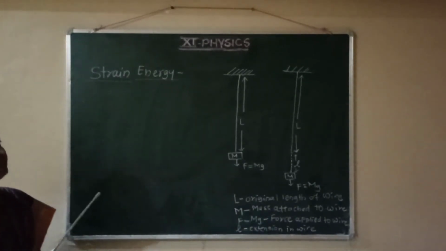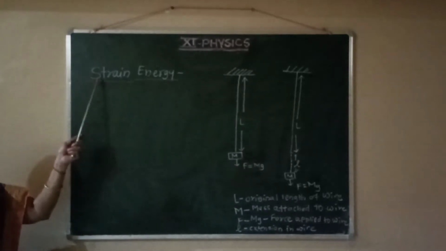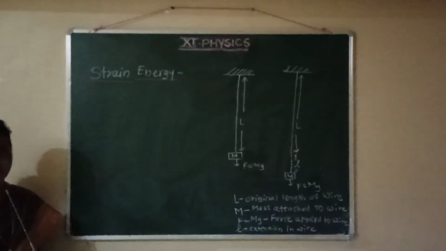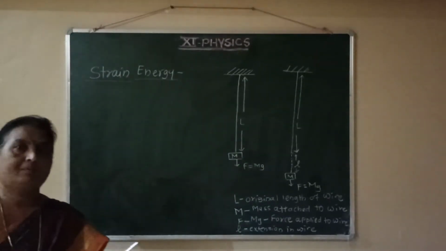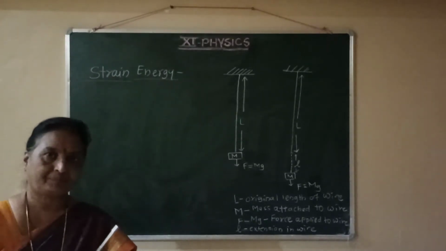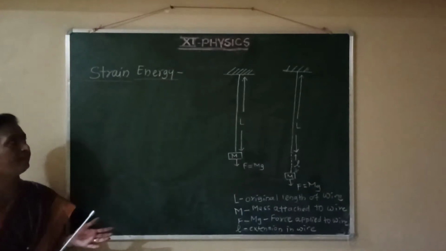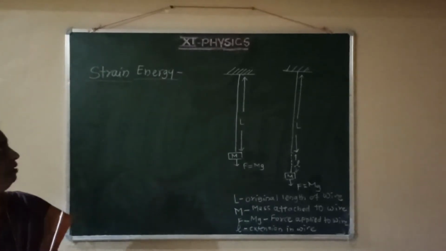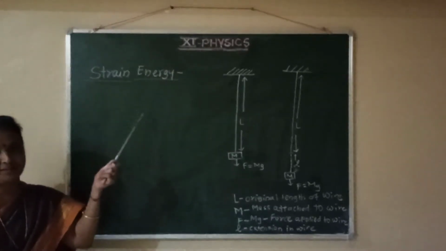Now we are going to consider the new article from this chapter, that is what is meant by strain energy. There is a question for 3 marks: derive an expression for strain energy, or derive an expression for the work done when the wire gets elongated. So first of all, what is meant by strain energy?